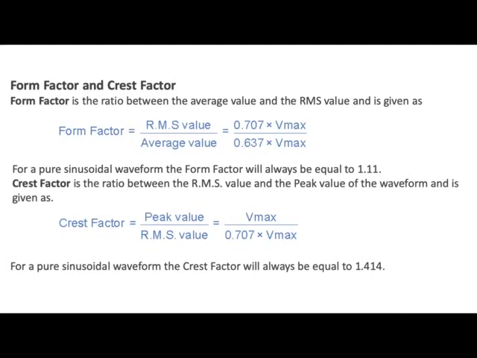Now, two more factors we are going to define. One is the form factor, the other one is the crest factor. Form factor is the ratio between the RMS value and the average value. For a sine waveform, the RMS value is 0.707 Vm and the average value is 0.637 Vm. So that comes to 1.11. So this pure sine wave will have a form factor of 1.11.